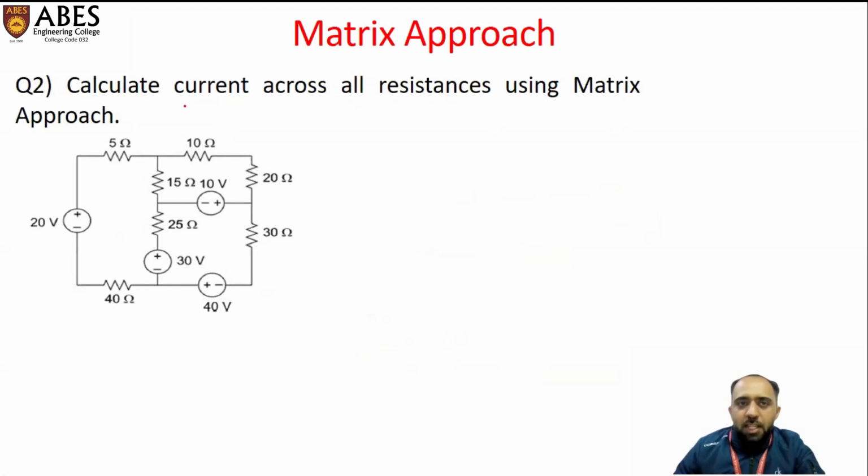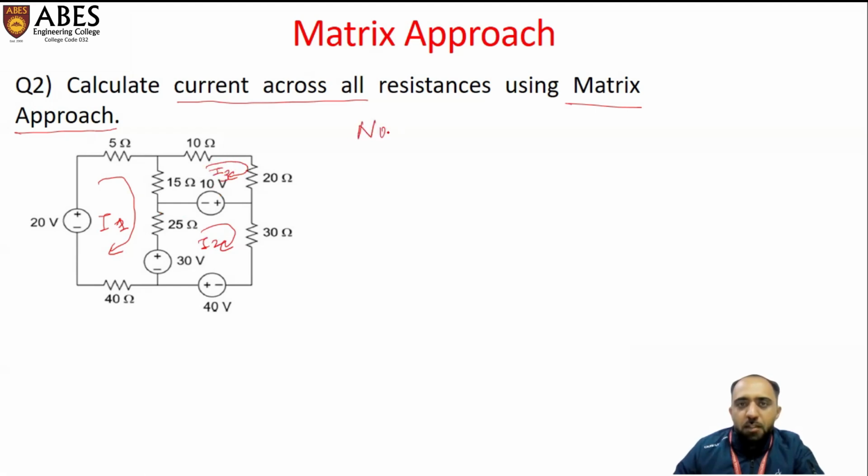So let's take another question. Calculate the current across all the resistances using matrix approach. Remember, we need to find the current across all the resistances using matrix approach. So first of all, count the number of meshes. This is mesh 1. I'm writing here, this is mesh 2 and this is mesh 3.